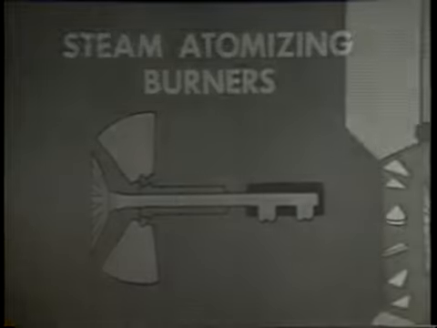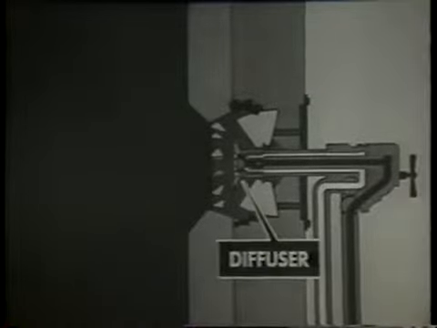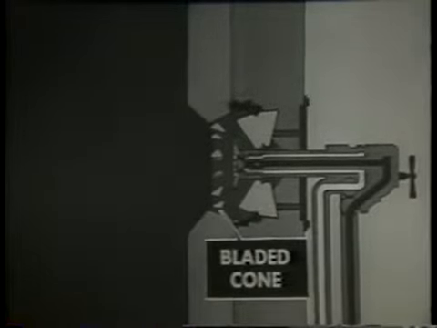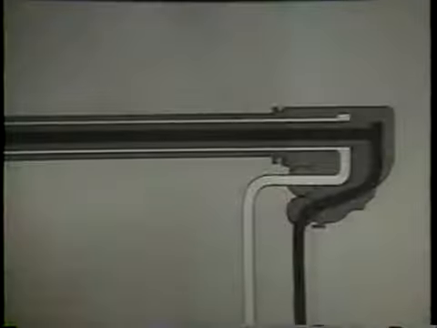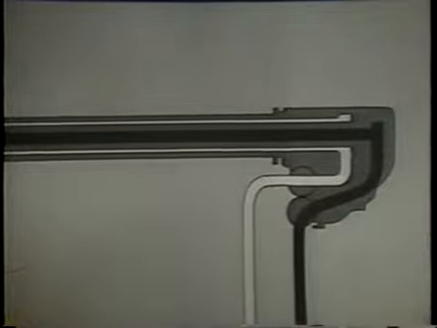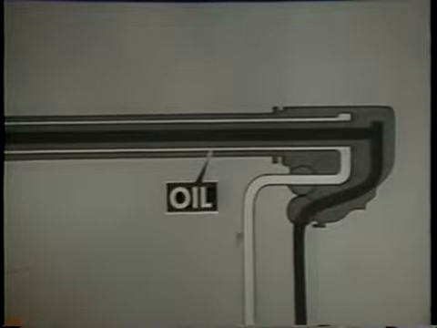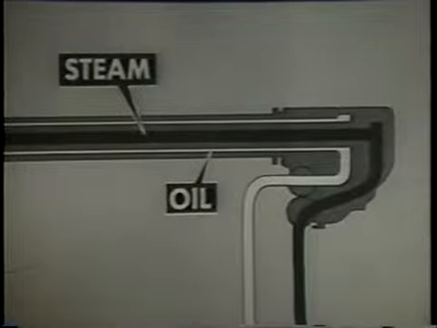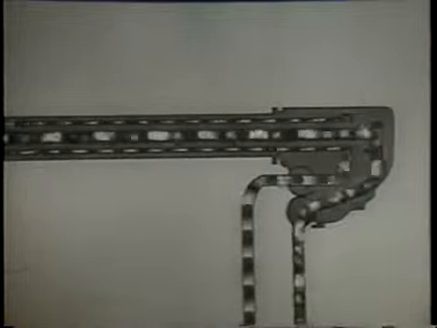The steam atomizing burner is similar in many respects to mechanical atomizing burners. It has an air register with diffuser, bladed cone, and air doors. However, the barrel of the burner has passages for both fuel oil and steam. High-pressure steam passes through the central passage in the burner barrel, while oil, under low pressure, passes along outer passages. The steam heats the oil.